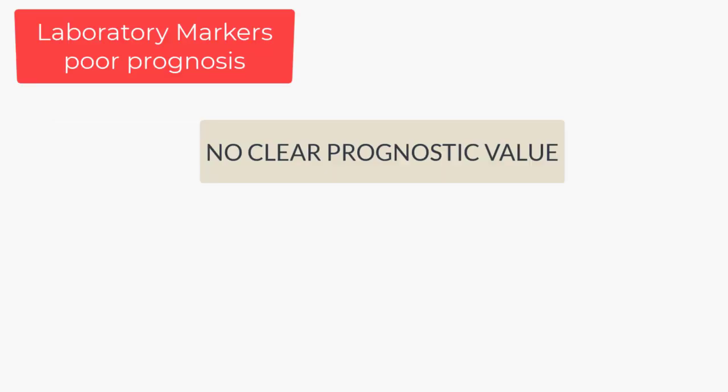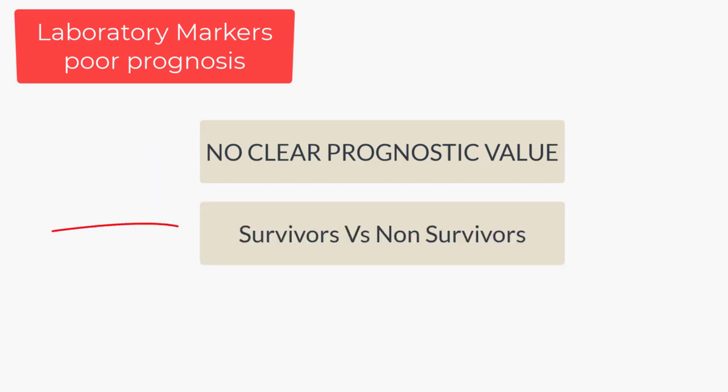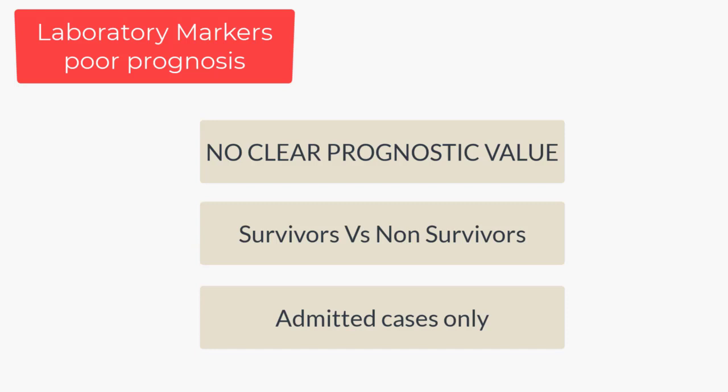In laboratory findings, there is no specific marker with prognostic value, as many blood values are extrapolated from data of survivors and non-survivors of COVID patients that were admitted in hospitals. Prognostic values should be considered relevant in those admitted with moderate or severe disease in hospital, not in mild disease.